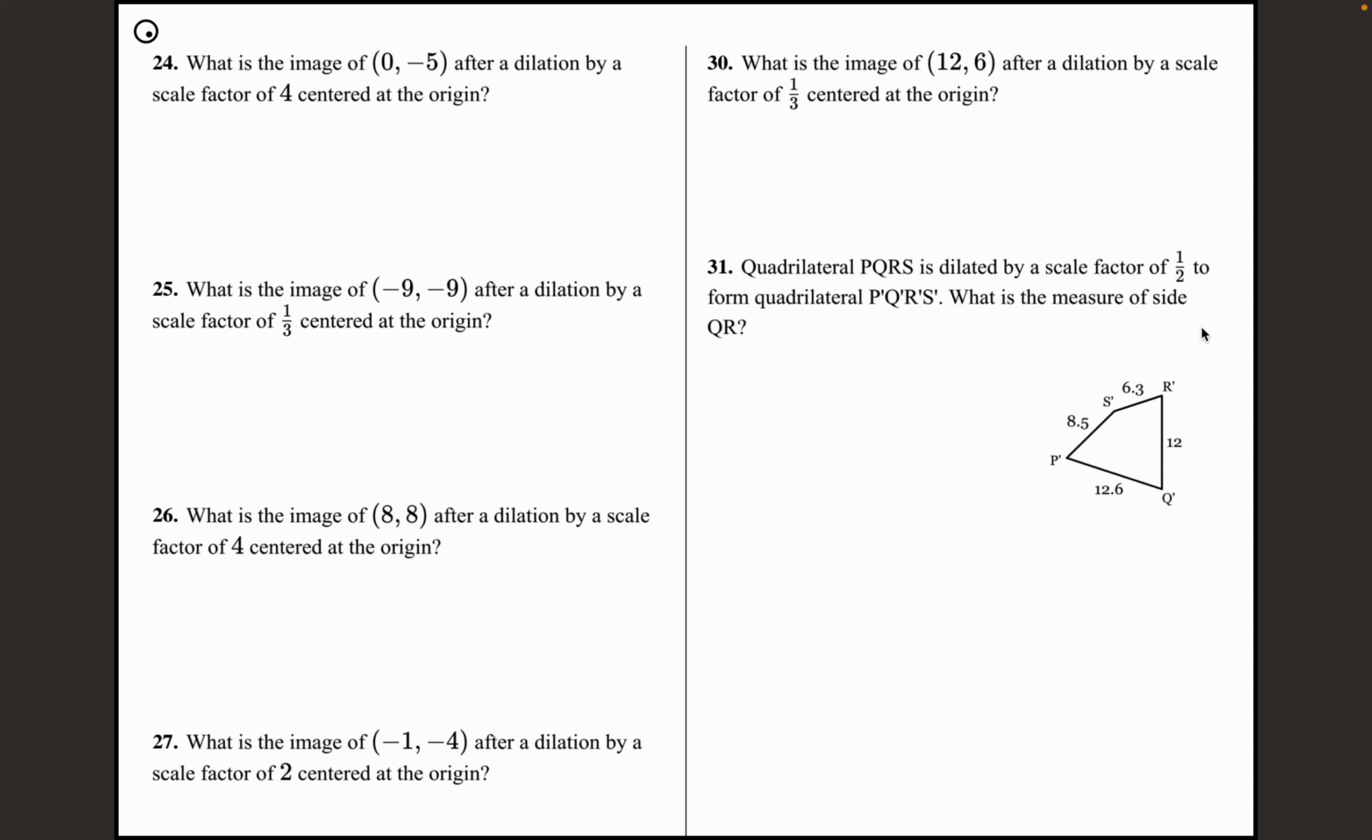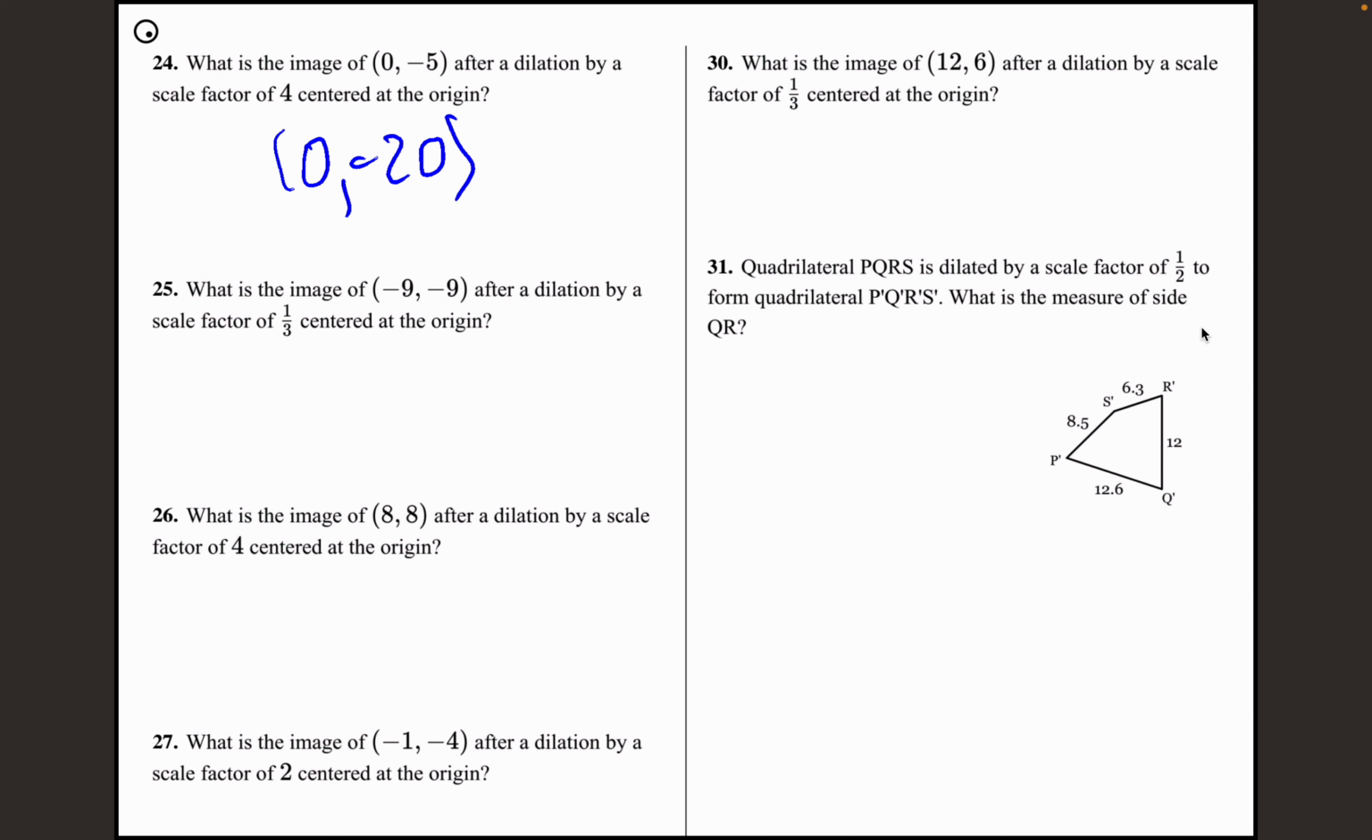Okay. All we do is multiply both coordinates times 4. So what's 0 times 4? 0 times 4 is 0. What's -5 times 4? There we go. Okay? Were you not listening? All right, let's look at the next one.